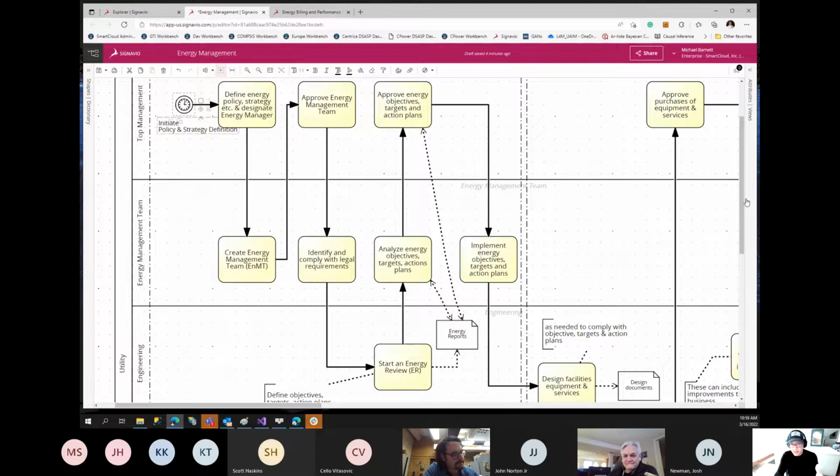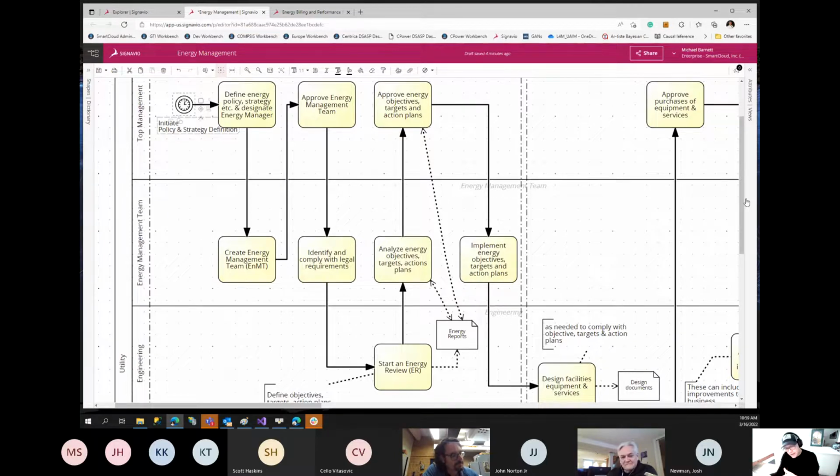What is the data collection? What is the data management plan? What is the prioritization plan? Where are you doing audits? Those sorts of things. That could have its own sub-process, right?